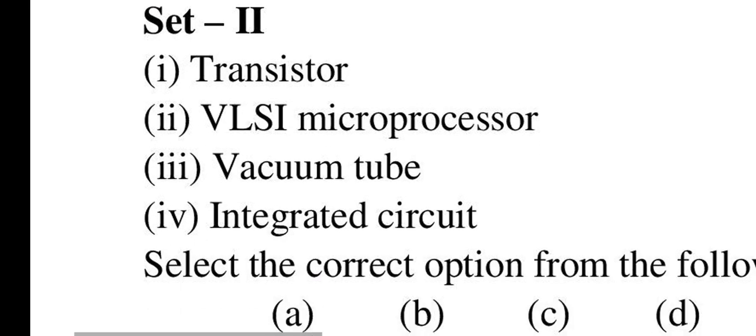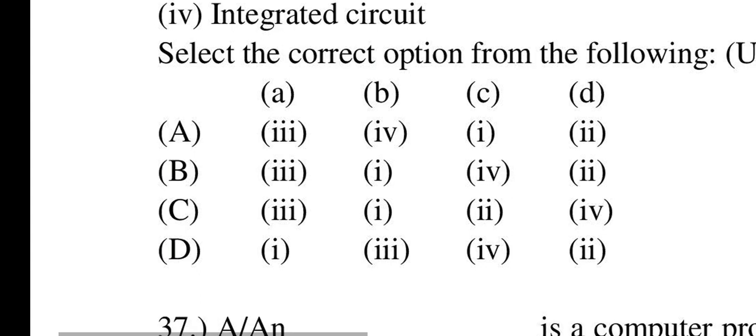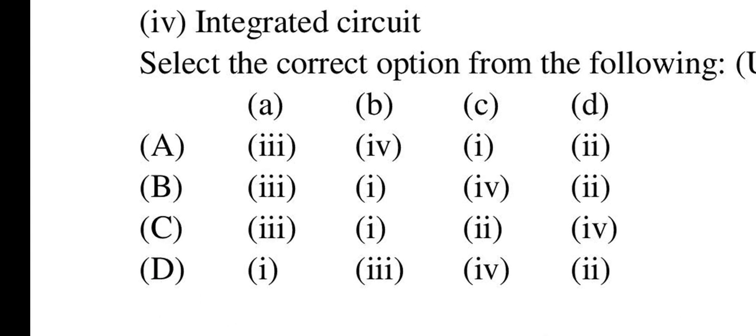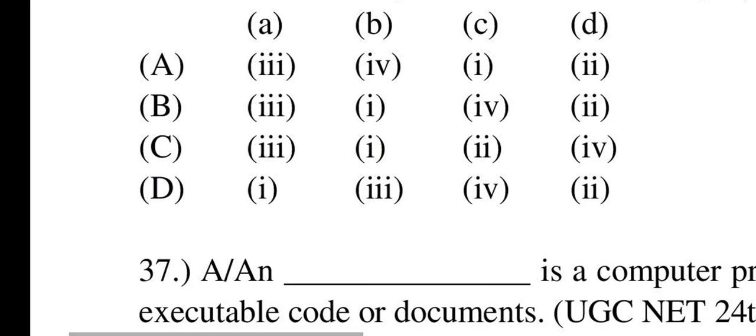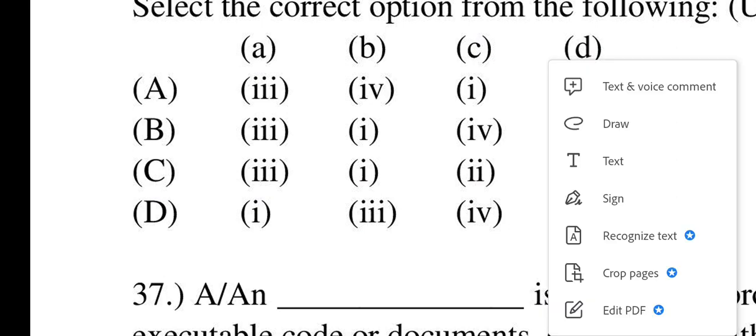Set 2 is saying: 1 transistor, 2 VLSI microprocessor, 3 vacuum tube, 4 integrated circuit. So these are the options for you. A, B, C, D: A3, B4, C1, D2; A3, B1, C4, D2; A3, B1, C2, D4; A1, B3, C4, D2. So for 36, number B will be correct, A3, B1, C4, D2.